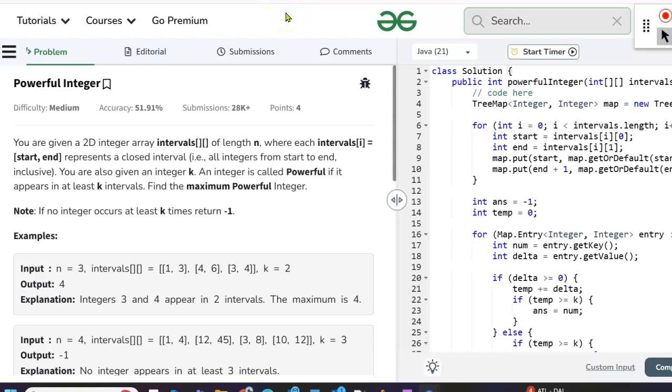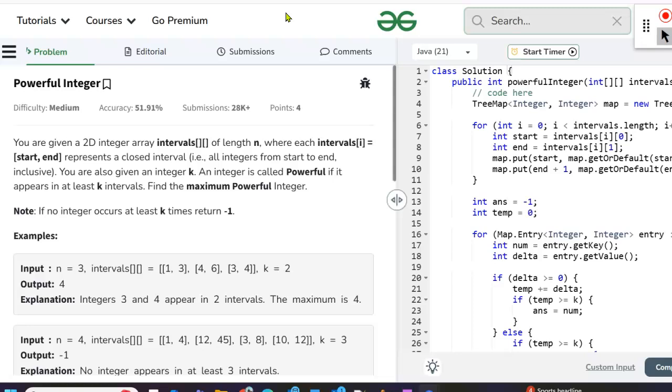Today's problem, Powerful Integer, difficulty medium. You are given a 2D integer array intervals of length n, where each intervals[i] is a 2-element array with a start and end. So it's an array of 2-element integer arrays. The elements in the array represent the start and end of a closed interval. All integers from start to end inclusive are in the interval.